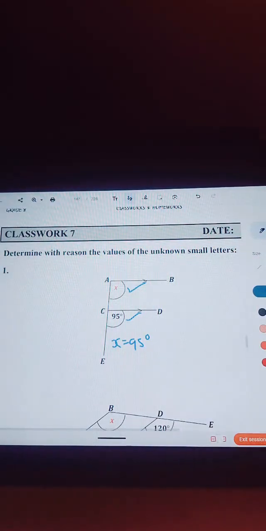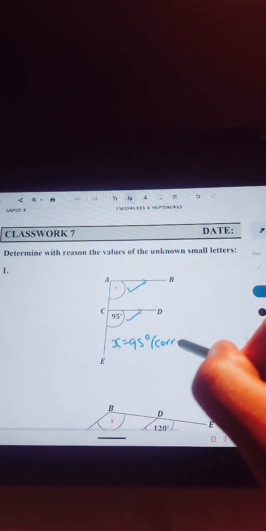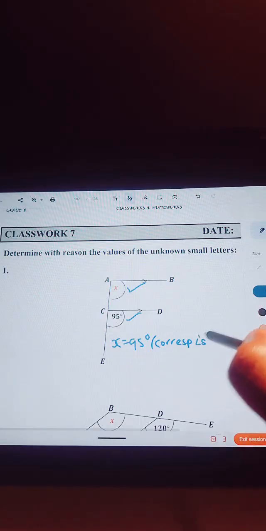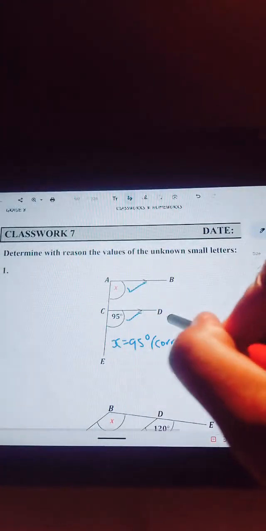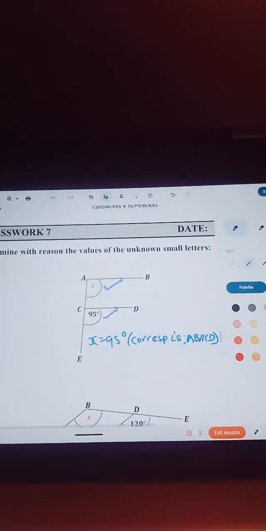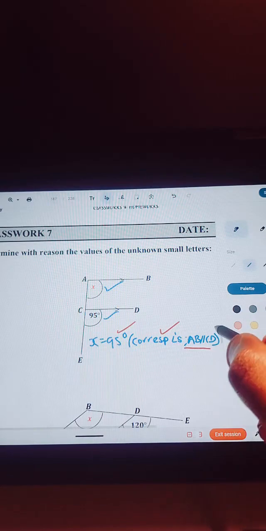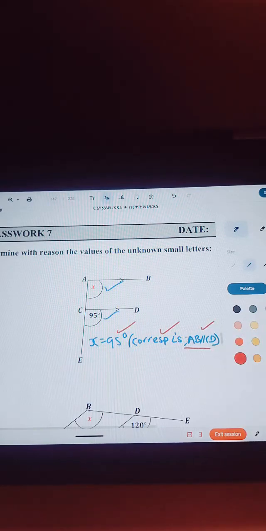Very good, Pinky V. But be very careful now with the reason. Your reason must be complete. You can write corresp. angles for short. Then you need to indicate the lines that are parallel. Your reason is incomplete if you do not indicate the lines that are parallel. So you write corresponding angles in short form, then you state the lines that are parallel. Otherwise, 100% spot on with your statement.